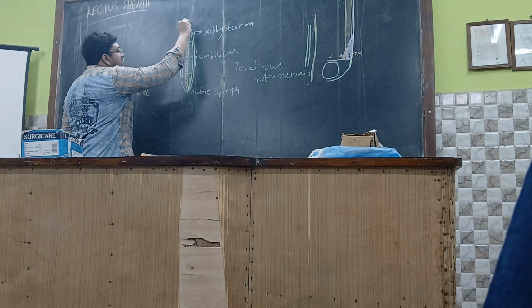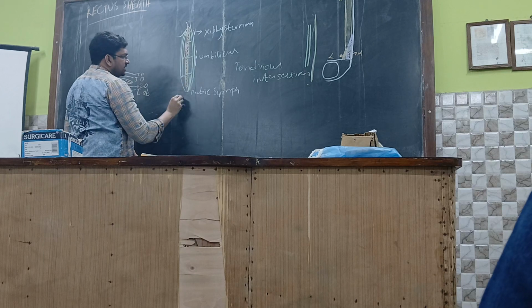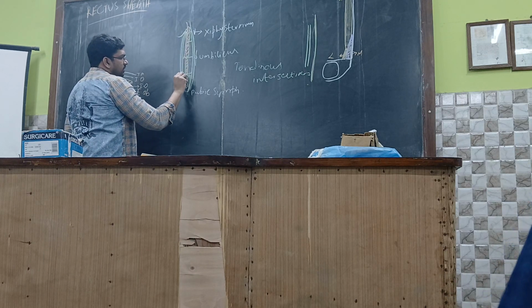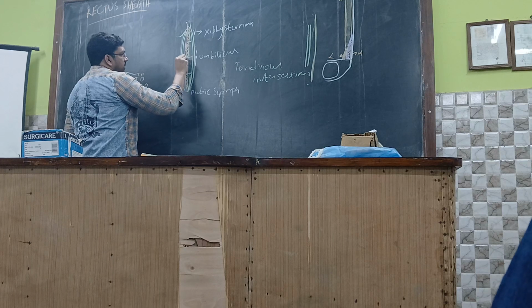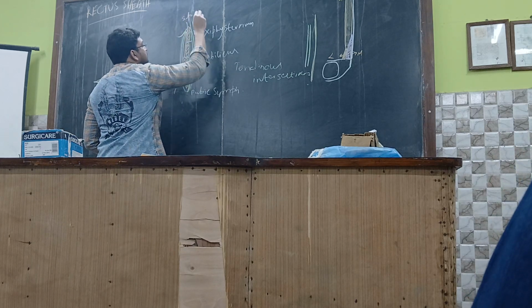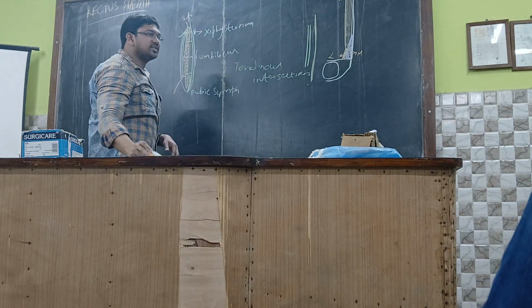So here you will get two vessels. One is the superior epigastric artery, and one is the inferior epigastric artery. This is the superior epigastric artery. Superficial is different from superior, right?